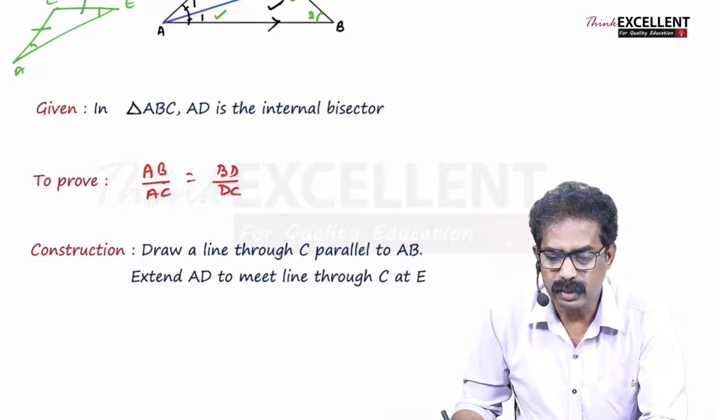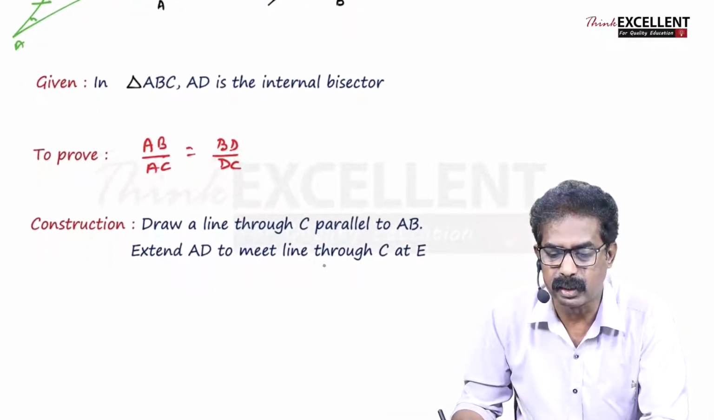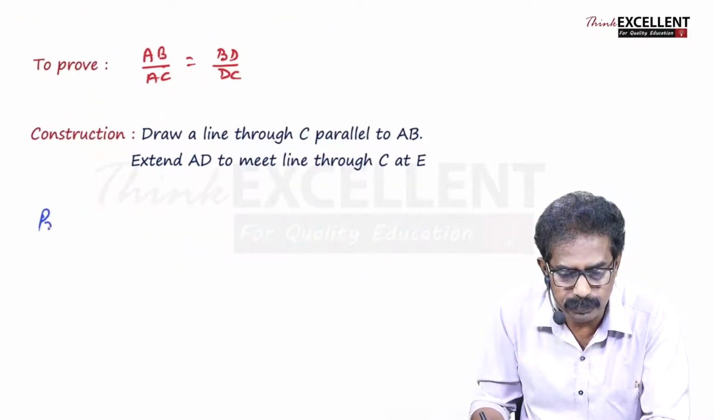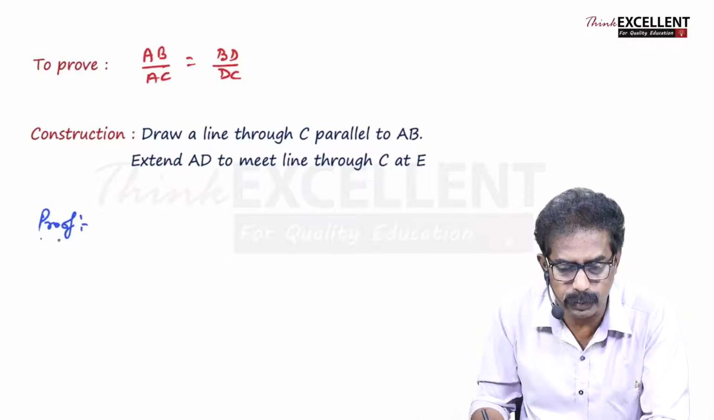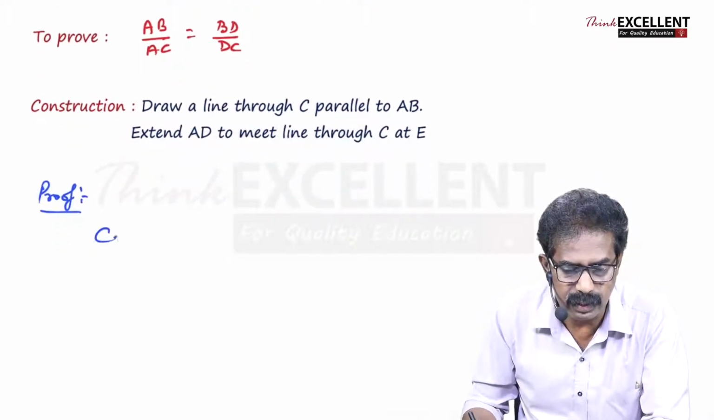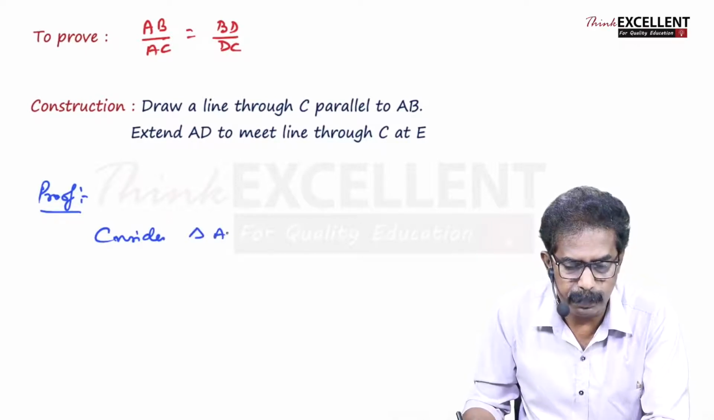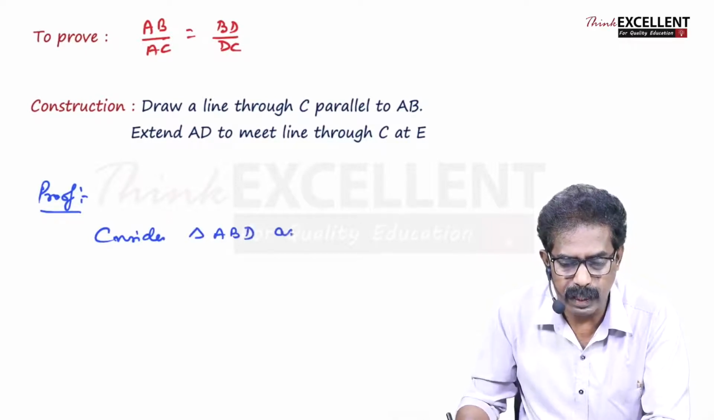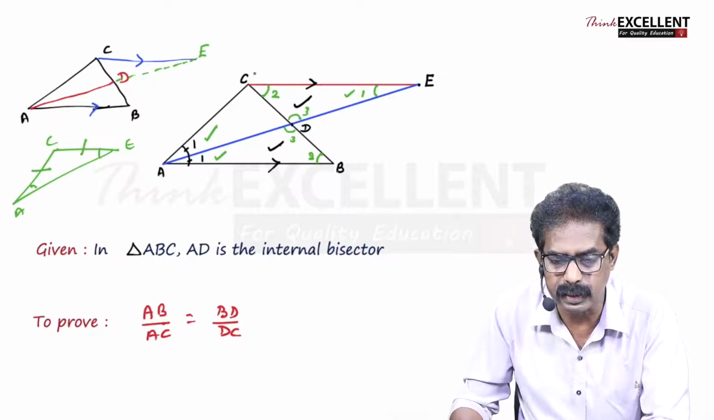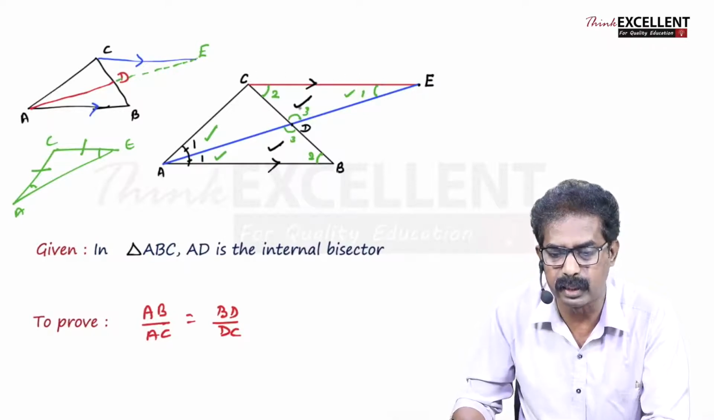Construction: draw a line through C parallel to AB, extend AD to meet the line through C at E. Now listen to the proof. First we prove that two triangles are similar. We consider triangle ABD and triangle ECD. See, ABD and ECD, the two triangles we take.